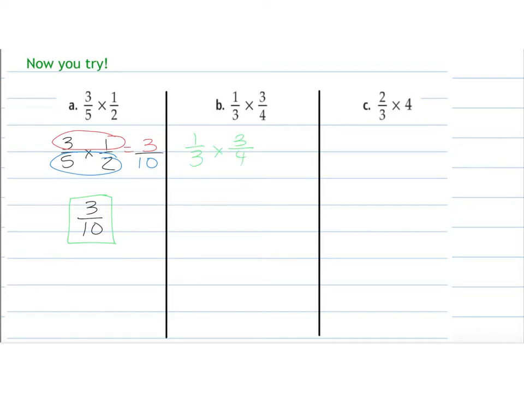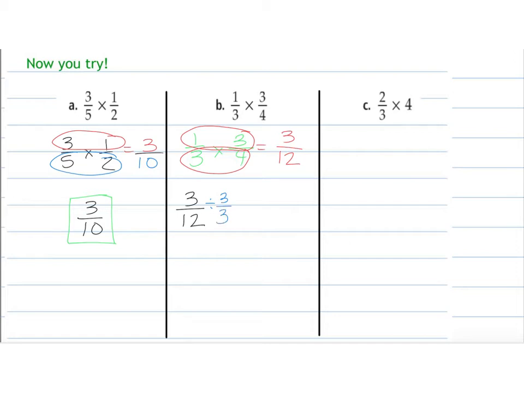Next, I'm going to be multiplying 1/3 times 3/4. So remember, I'm only looking for a tiny third of 3/4. Help draw yourself a picture if you need to. Multiply your numerators. 3 times 1 is 3. Multiply your denominators. 3 times 4 is 12. So now I have to make sure that I check to see if I can simplify. 3 and 12 both share a factor of 3.